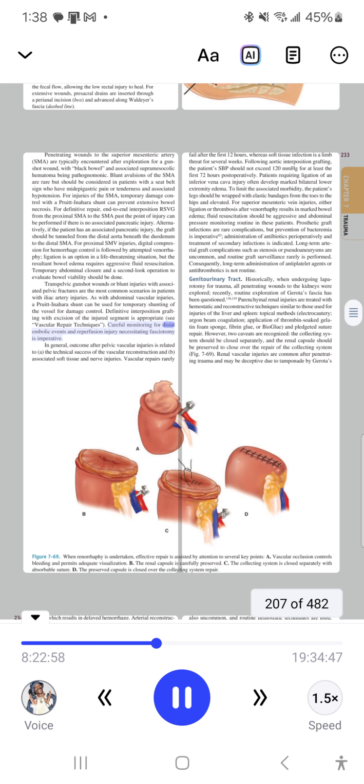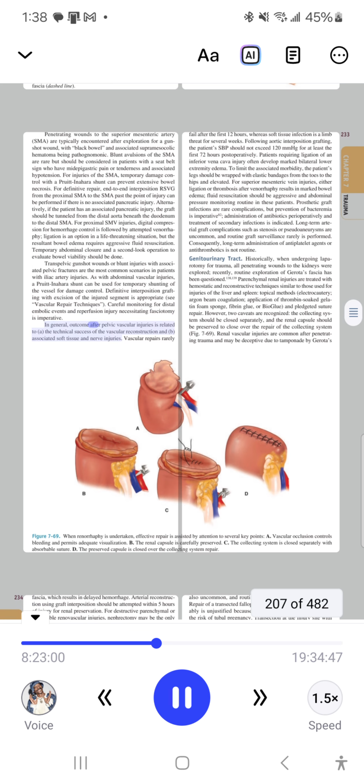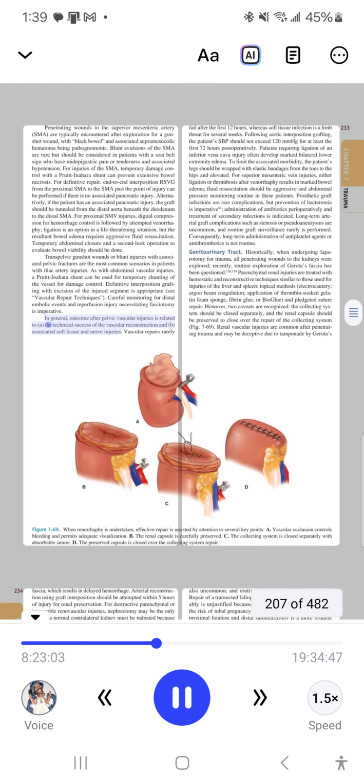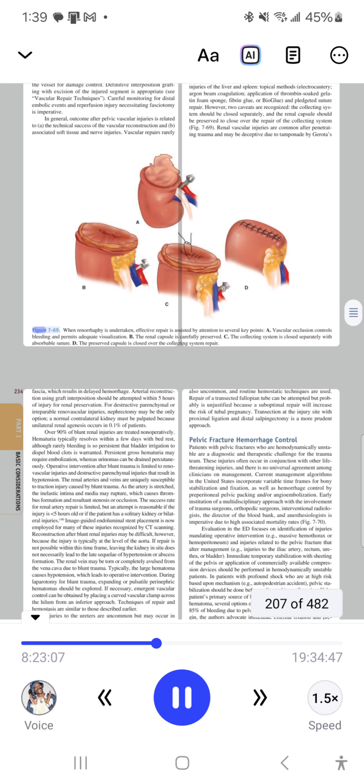Careful monitoring for distal embolic events and reperfusion injury necessitating fasciotomy is imperative. In general, outcome after pelvic vascular injuries is related to the technical success of the vascular reconstruction and the associated soft tissue and nerve injuries. Figure 769.